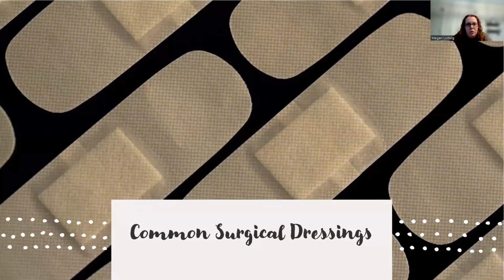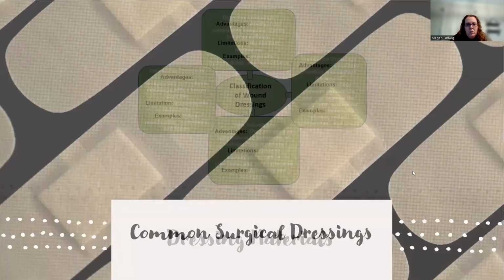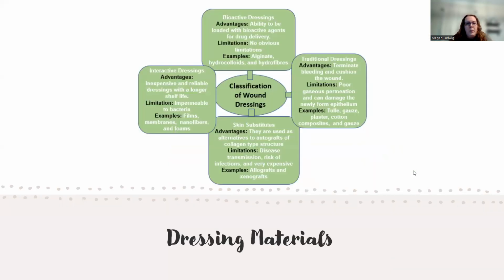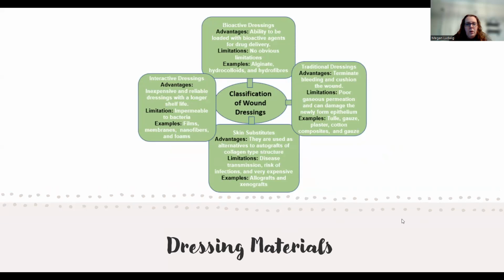Okay, so let's move on to some surgical dressings as well. So all these are usually done at the end of the case, but here are a few classifications of wound dressings. So you have your bioactive dressing, something that's going to have an agent in it that will help it heal. You have traditional, skin substitutes, and interactive dressings. Those are your main categories, and there are so many dressings that could fall in these categories.